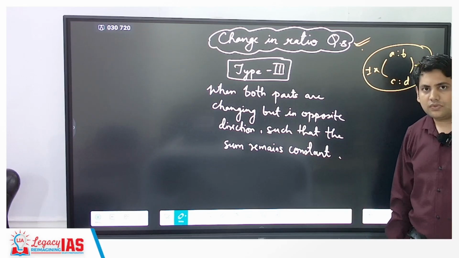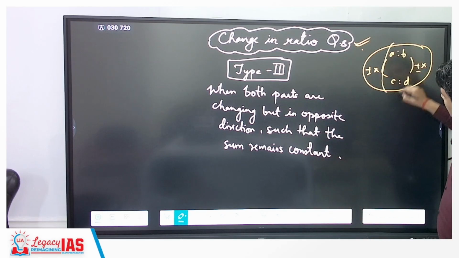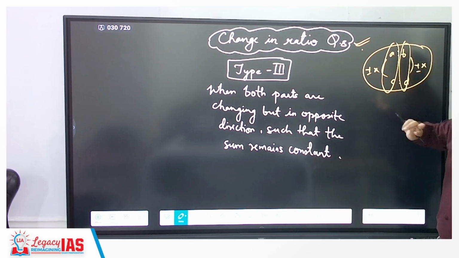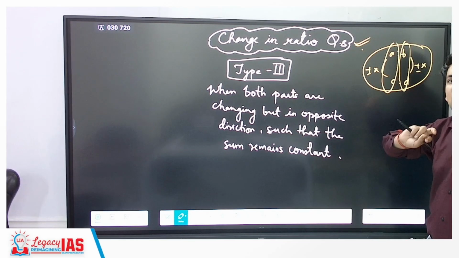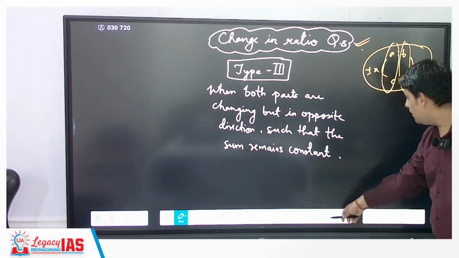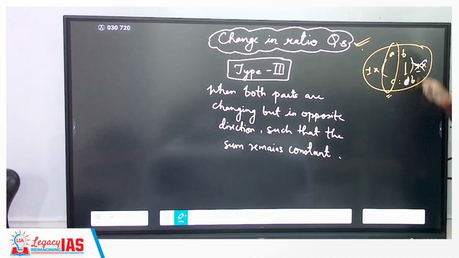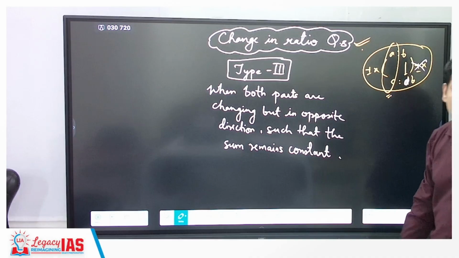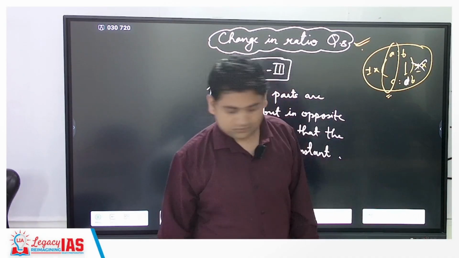Now, in type 2, what we saw, in type 1, what was happening? This and this was changing by the same number. Correct? Both were increasing by the same number or decreasing by the same number. In type 2, what we saw, that only one of them was changing and the other was constant. This B and again B. So first part was changing, other part was not changing, or vice versa. Understood? That was part 2.